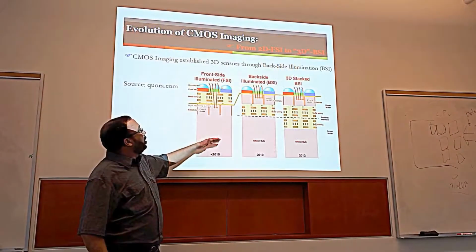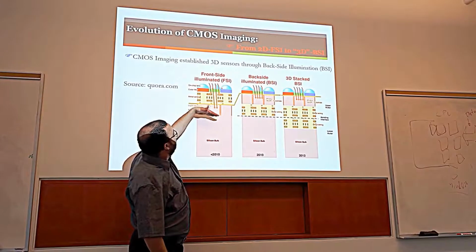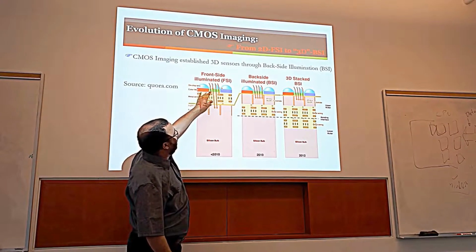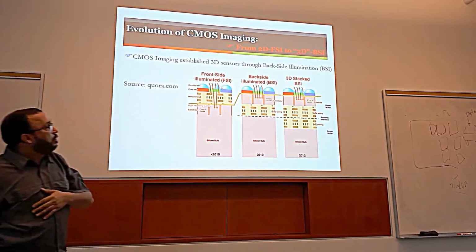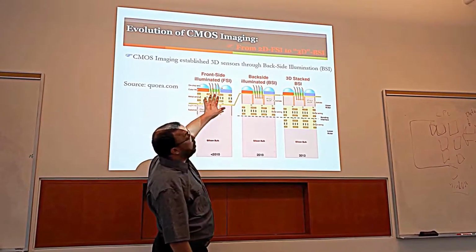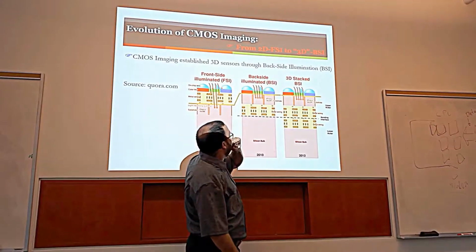For front side illumination, as I said, we have the photodiode on the bottom, and on top of it we have all the wiring and stuff like that. On top of that we have the color filtering and the micro lenses to enhance the fill factor and the sensitivity of the photodiode. This is the old technology, still used, but in low-end applications.